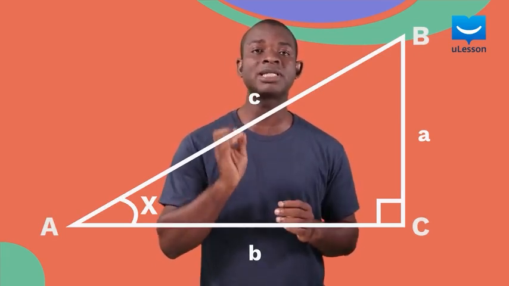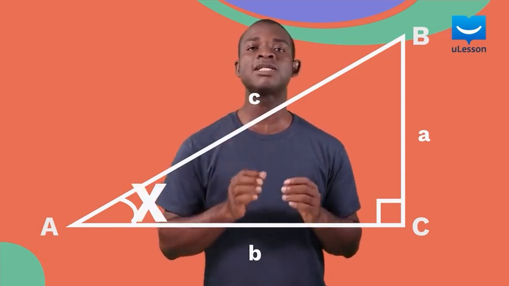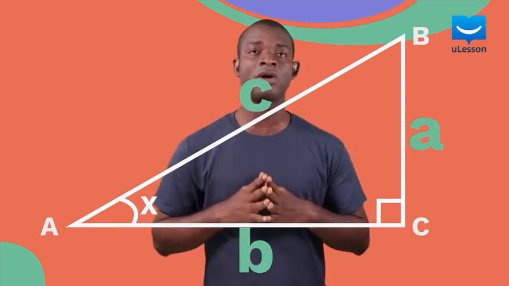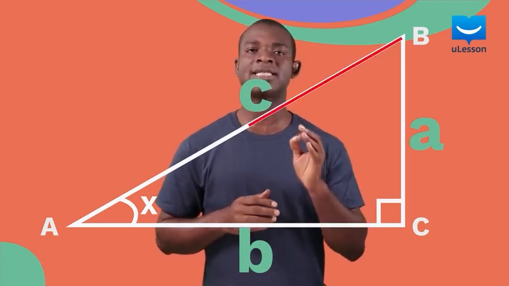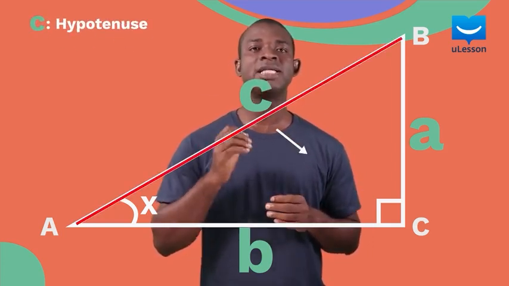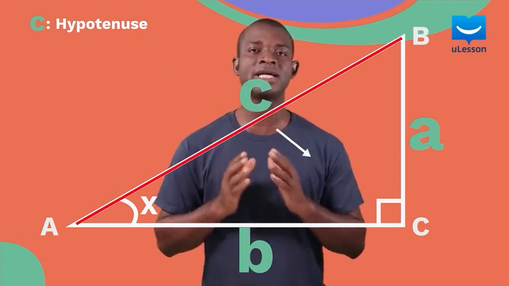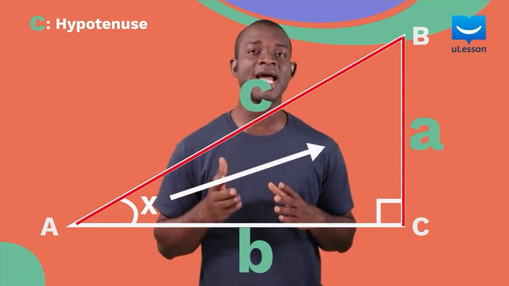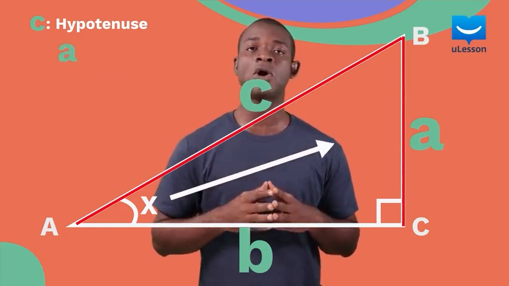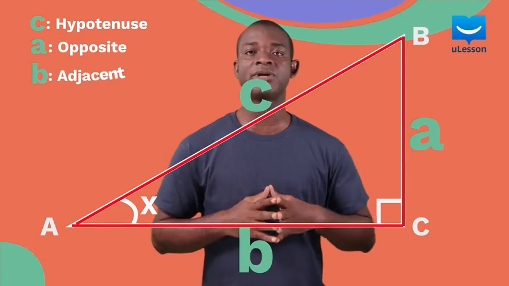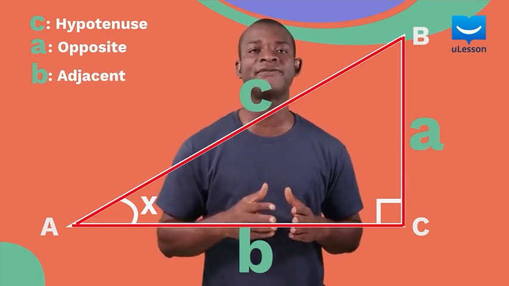angle labeled with capital letter X, where small letters A, B, and C refer to the lengths of the sides of the accompanying figure. The longest side C is called the hypotenuse. It is the side opposite to the 90-degree angle in the right-angled triangle. The side opposite the angle of reference X is labeled A, and it is called the opposite. The third side is called the adjacent because it is adjacent to the angle of reference.